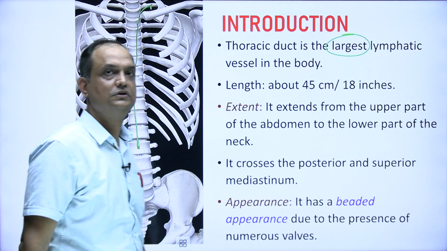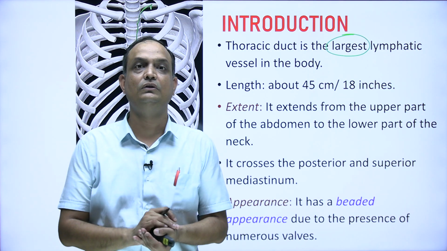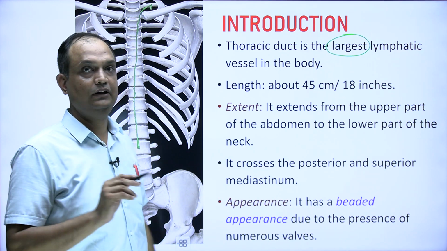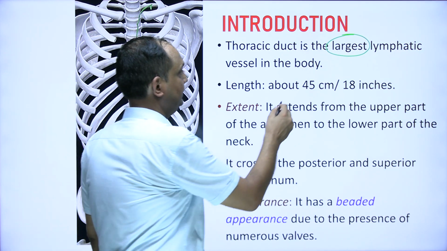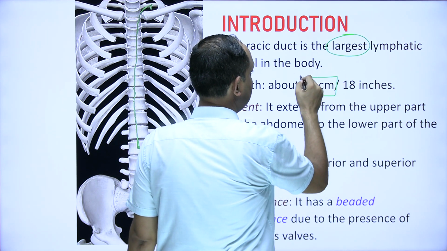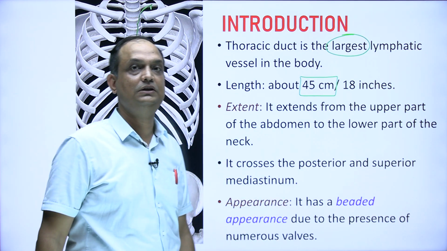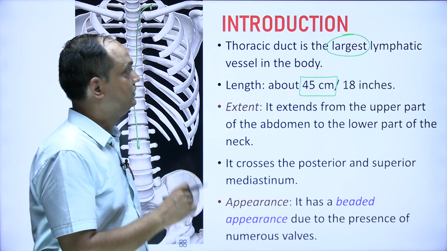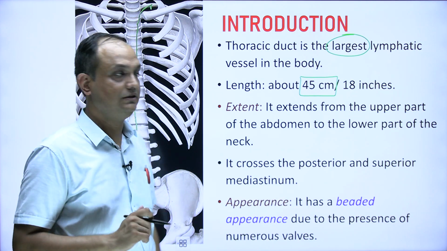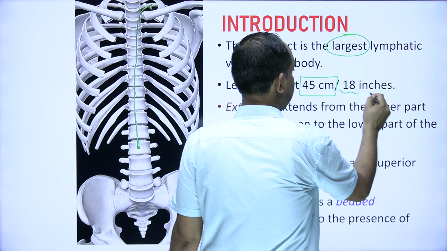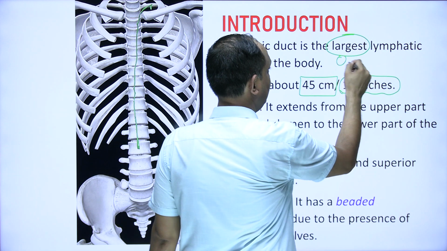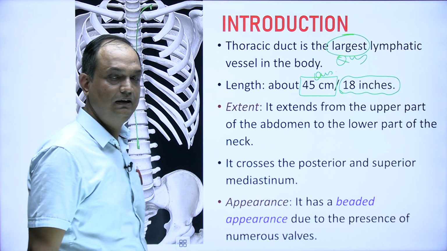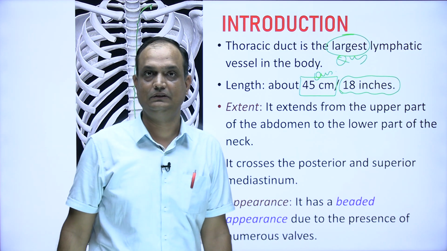So, this is the first question for your exam. Write down the name of the largest lymphatic vessel of the body. The answer is the thoracic duct. Then you have the second question from this topic: what is the length of this duct? Now, you have so many structures in the body which are 45 centimeters long, and the thoracic duct is one of them in the list. And in inches, it is 18 inches. So, these are the two important questions for your exam: the name of the largest lymphatic vessel, and the length of the thoracic duct.